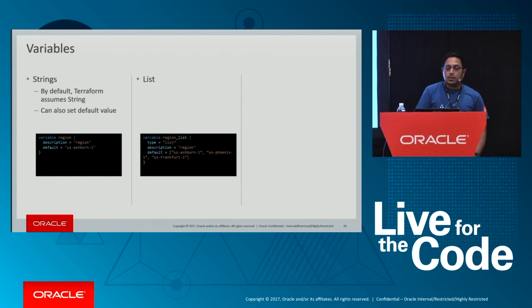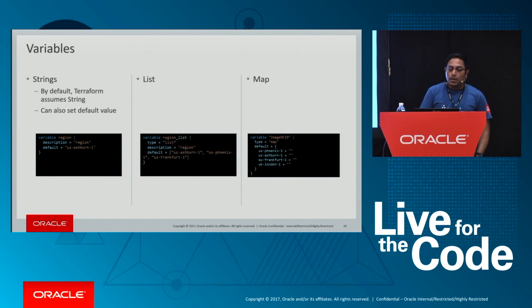The second one is a list. A list is essentially an array of strings. If you are going to use a list, you need to explicitly say that the type is a list, right? And the third one is called a map. Again, a map is a key value pair. If you're going to use a map, you need to explicitly say that this variable is of type map, right? So pretty simple, 3 types of variable.